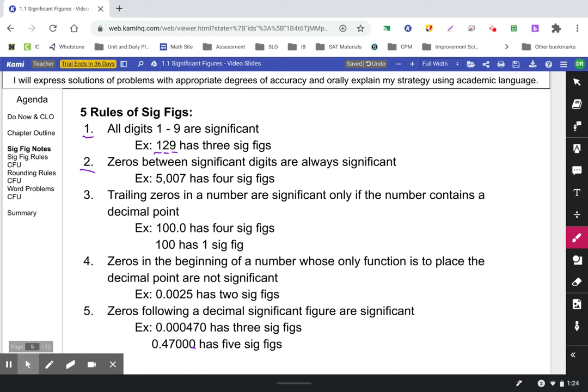Rule number 2, zeros between significant digits are always significant. So here, what I always look for right away are non-zeros. So this 5 and 7, those are both non-zero, so they're significant. And then if we have zeros that are between the significant figures, so this 0 here and this 0 here are both in between our 5 and our 7, so that means that they are always significant. So this number, 5007, has 4 significant figures.